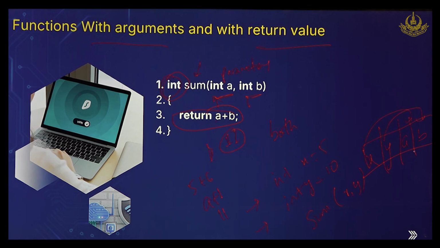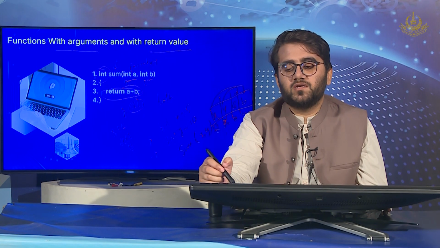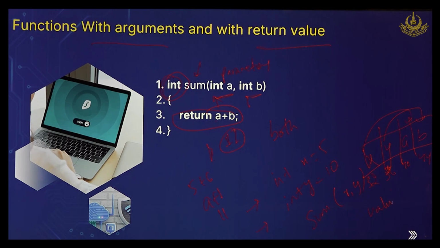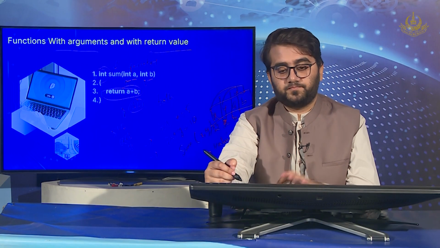Because these variables would have their own addresses, supposedly this address is 32, this is 36, this is 40, and this is 44. So, these variables are not the same. They are not copying the addresses, they are just copying the values. That is one of the basic things that you have to understand.